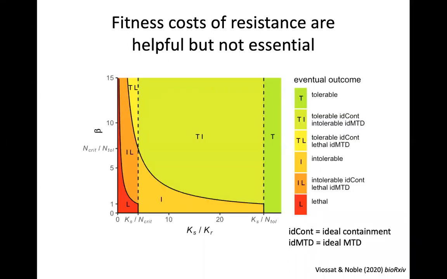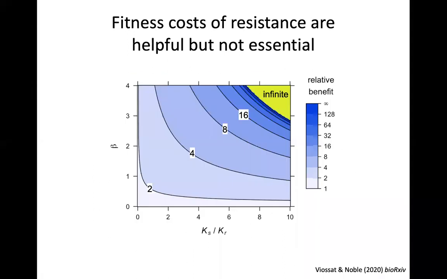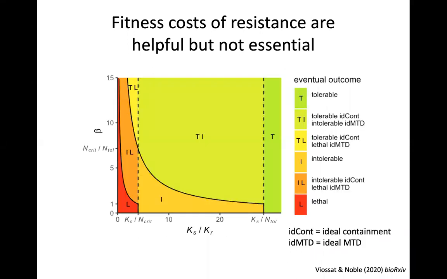And we're also able to look at different eventual outcomes. So what I looked at there is the relative survival, the ratio of survival under containment versus survival under maximum tolerated dose. What we look at here is what eventually happens. And the green region here corresponds to the green region in the previous plot that shows where the tumor is in fact tolerable. And there are different scenarios depending on these parameters.